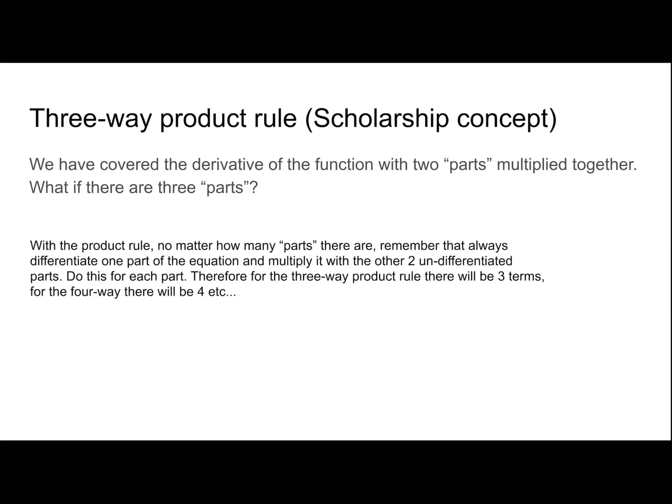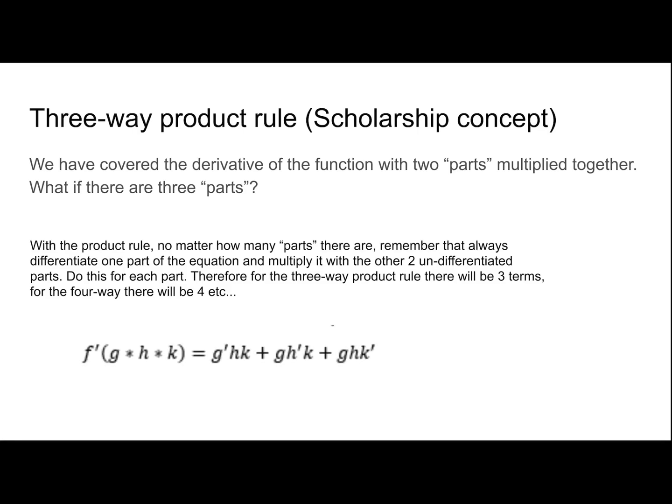So as I say here, with the product rule, no matter how many parts there are, remember to always differentiate one part of the equation and multiply it with all the other undifferentiated parts, and we're going to be doing this for each part. Therefore, for the three-way product rule, there will be 3 terms. For the 4-way, there will be 4 terms. For the 5-way, there will be 5 terms, etc.